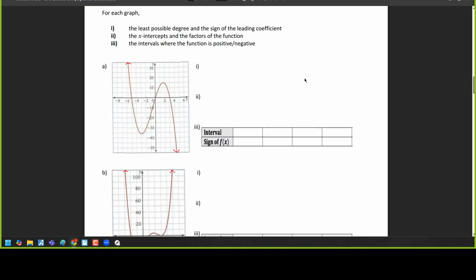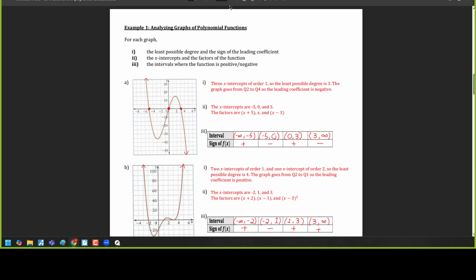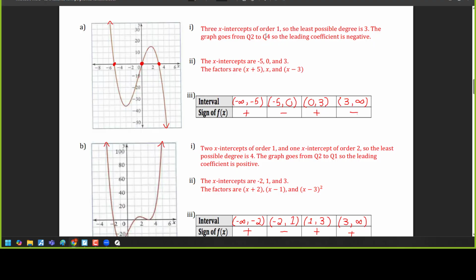So it has to have at least 3 brackets in factored form. And each one of these zeros or x-intercepts looks like a linear or order 1 x-intercept. The reason why I say that is because it just goes straight through. There's no bounce back or there's no S shape. Because of that, I'm going to assume that it's a very straightforward function here. So we know it's Q2 to Q4, and we know the x-intercepts are order 1. So the least possible degree is 3. So this could be a cubic function. And the leading coefficient is negative.